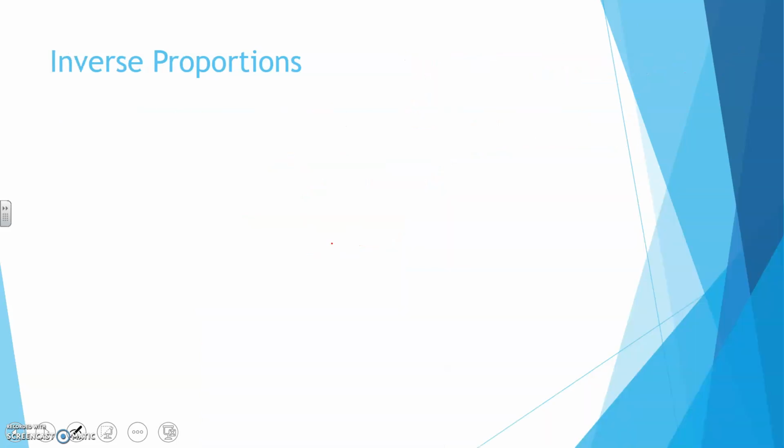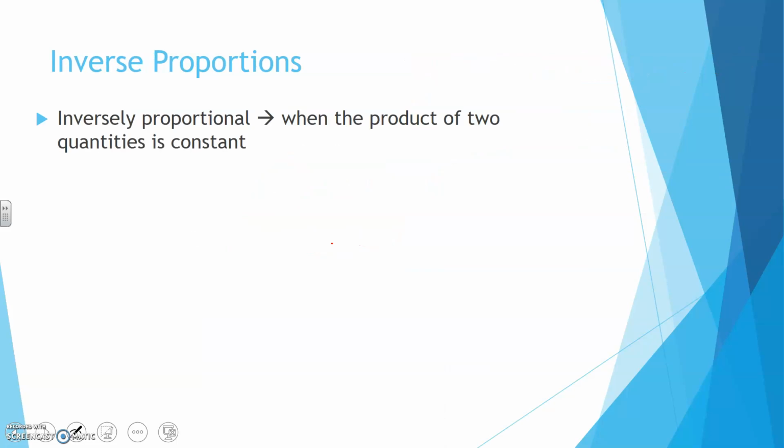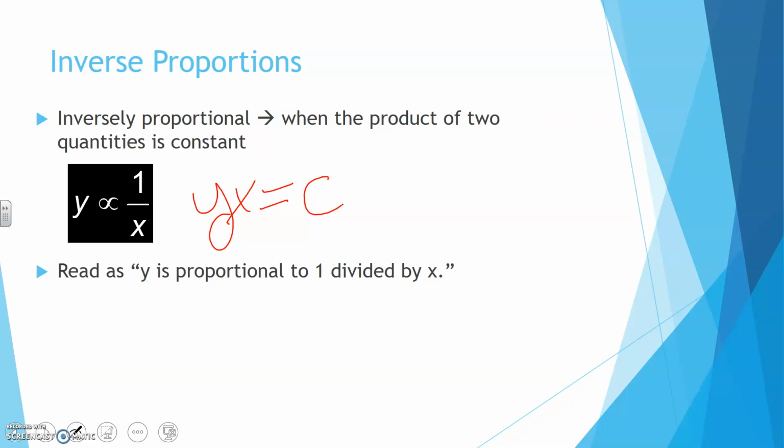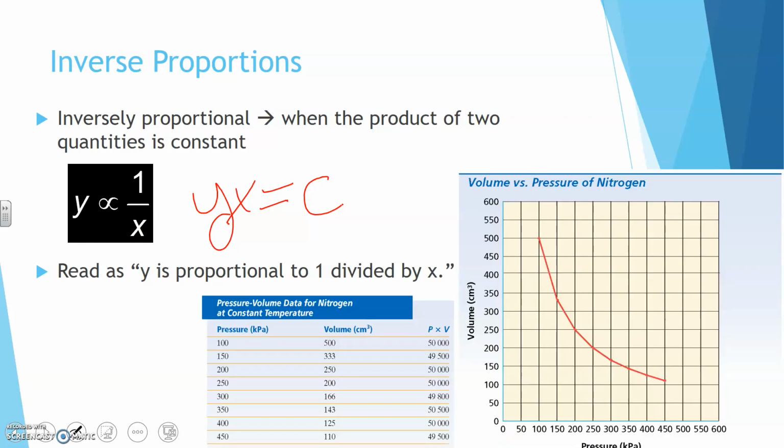Okay, so inverse proportions. These ones are a little bit weirder. Inverse proportions is when the product of two quantities is a constant. Again, this doesn't really look like you're multiplying them, but if you take your x and put it up, so it's y times x, you're going to get your constant. It's read as y is proportional to 1 divided by x, or 1 over x. In this case, we've got pressure and volume at a constant temperature. Your temperature is constant; pressure and volume are changing.